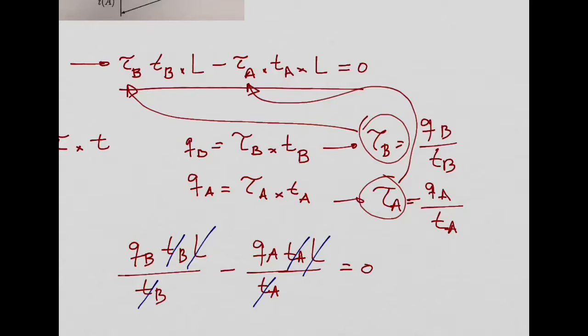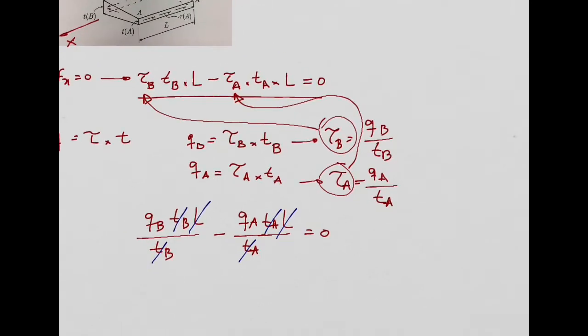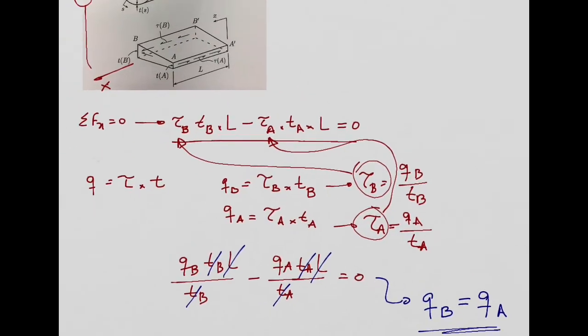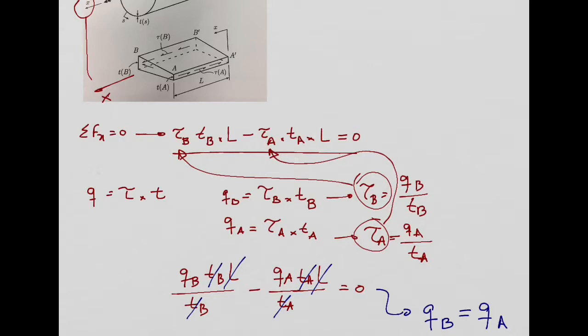So at the end, we arrive at this fantastic conclusion, which is that the shear flow at wall B is going to be equal to the shear flow at wall A. Or, the conclusion is, in torsion, the shear flow is constant, it does not change. That's the conclusion we can draw, right?